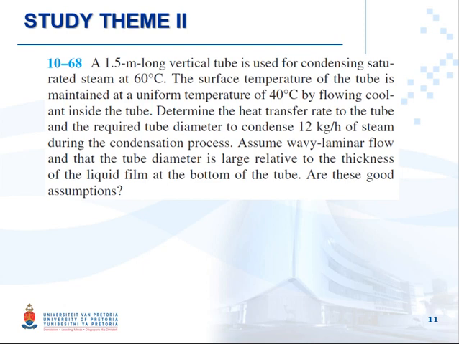A 5.5 meter long vertical tube is used for condensing saturated steam. We have the temperature of steam at 60 degrees, and the surface temperature of the tube at 40. Determine the heat transfer rate to the tube and the required tube diameter to condense 12 kilogram per hour. So we have the m dot of steam during the condensation process. Assume wavy laminar flow and that the tube diameter is large relative to the thickness of the liquid film at the bottom of the tube, and it is asking us to show or discuss if those assumptions are good assumptions or not.